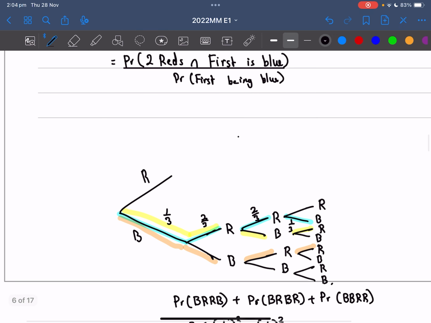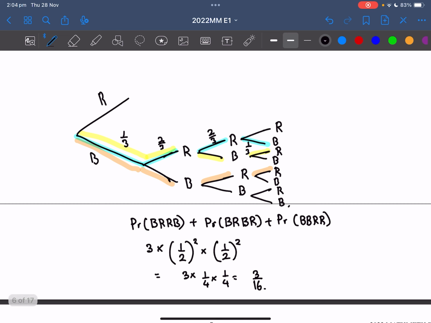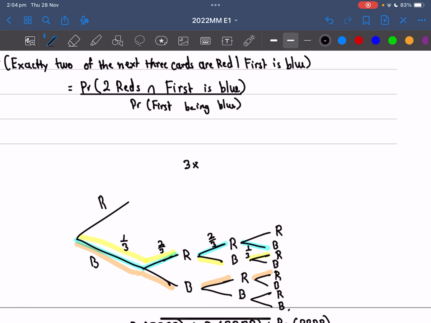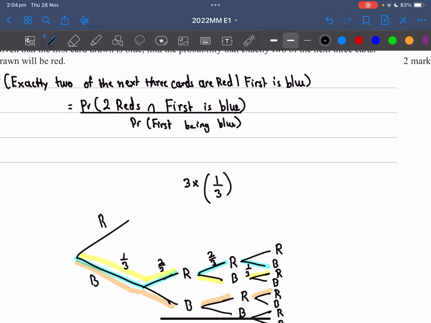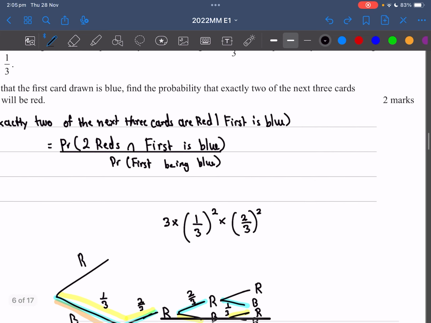We'll have 1/3 times... Actually, it should be the same anyway because we have 2 blues and 2 reds, so we'll still have 3 times. What is the probability that there are 2 blue cards? So this is going to be 1 on 3, right? Because that's the probability of being blue, squared, times 2 on 3 squared, right? Because that's the probability of being 2 red. So we want exactly 2 reds and two blues basically, given that first is blue. So that is the probability of that. And now if I were to expand this out, 3 times 1 on 9 times 4 on 9, we'll have 4 on 27.